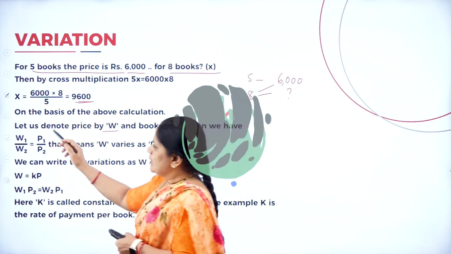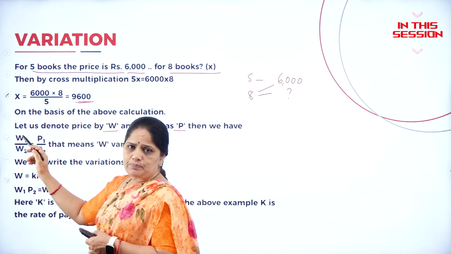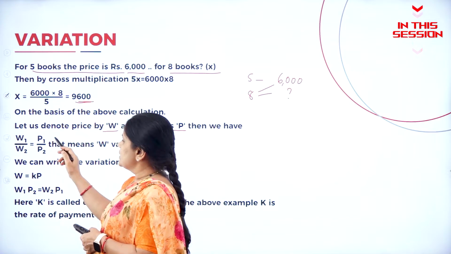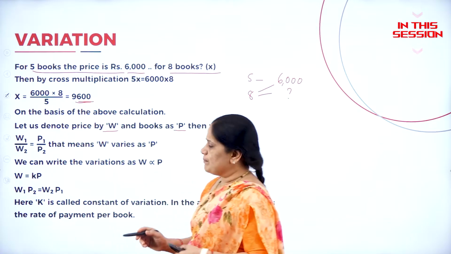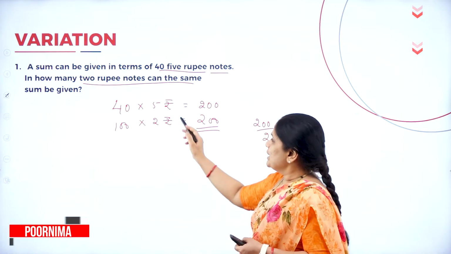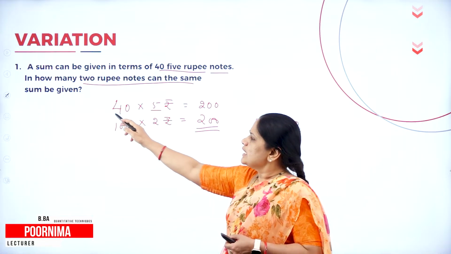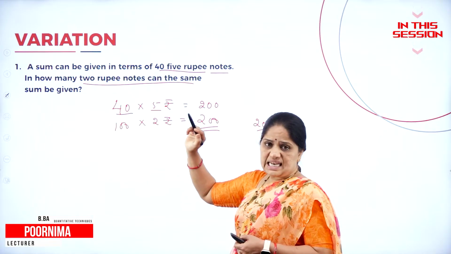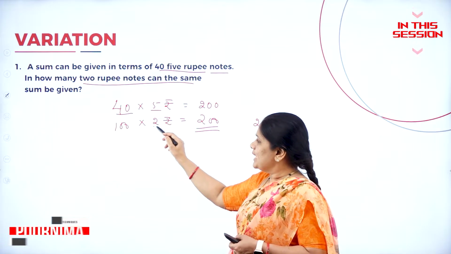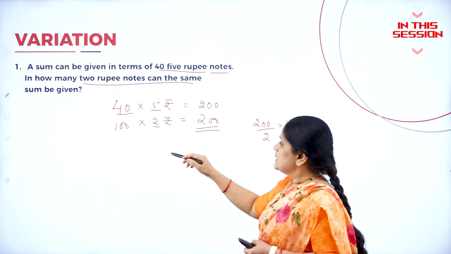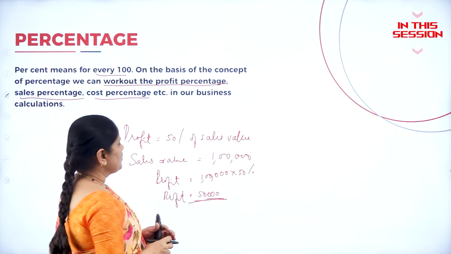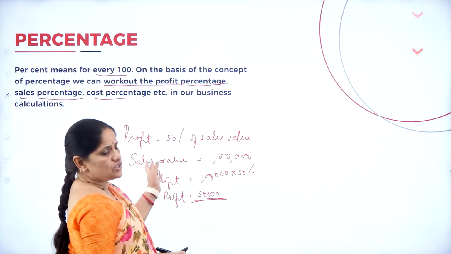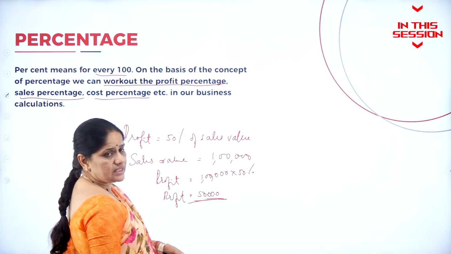We have W1 by W2, that is price 1 by price 2 equals book 1 by book 2. That means W varies as P. When the denomination is more, the number of notes used is less. When the denomination is less, the number of notes used is more. Whenever we think about profit as a percentage, we have to calculate it in this manner.